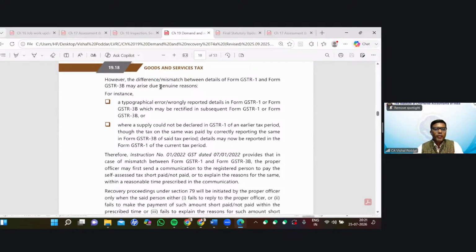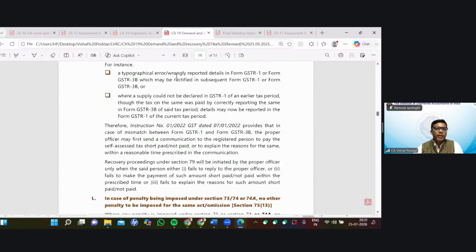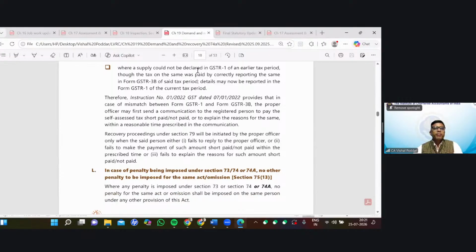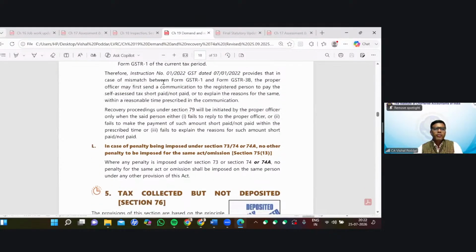However, where the difference or the mismatch between GSTR 1 and 3B has arisen due to genuine reasons like typographical error, wrongly reported details in 1 or 3B, which may be rectified in subsequent returns. In such cases, where a supply could not be declared in 1 of an earlier period, though the tax on the same was paid by correctly reporting the same in Form 3B. So these are the cases where genuinely there is a mistake. In such cases, the recovery will not happen.